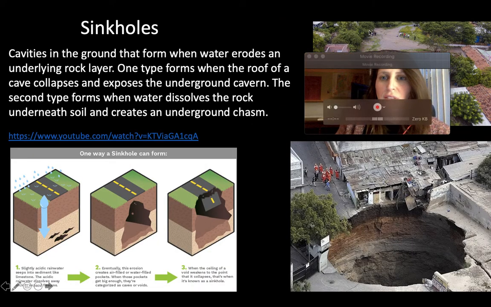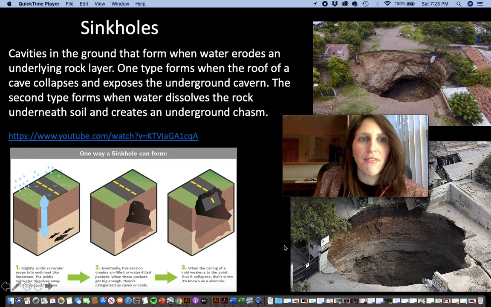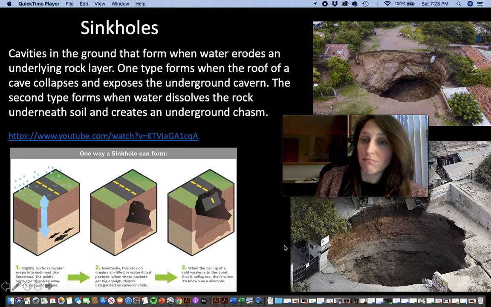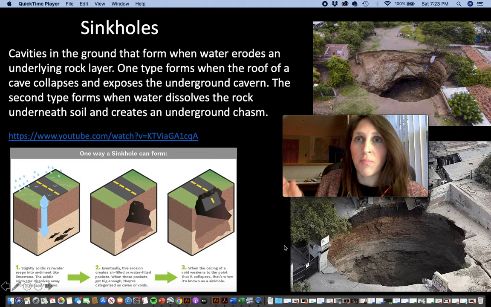Okay, another geohazard that we can experience are sinkholes. Okay, so what are sinkholes? They are cavities in the ground that form when water erodes an underlying rock layer. So this usually happens with limestone, with marble, with dolomite. So if you all remember from our lab a few weeks ago now, dolomite and limestone and marble, they all have these different types of mineral, usually calcite, and these dissolve in acid. Okay, so limestone, marble has calcite in it, and these dissolve in acid.